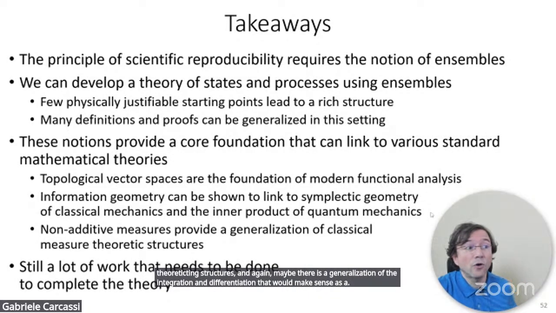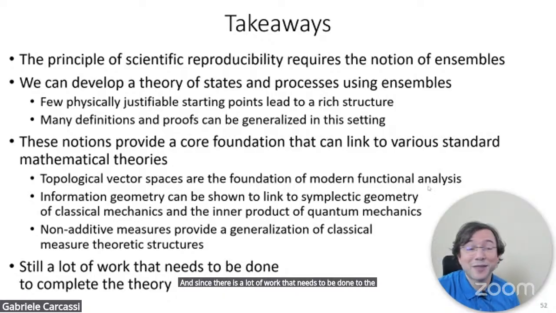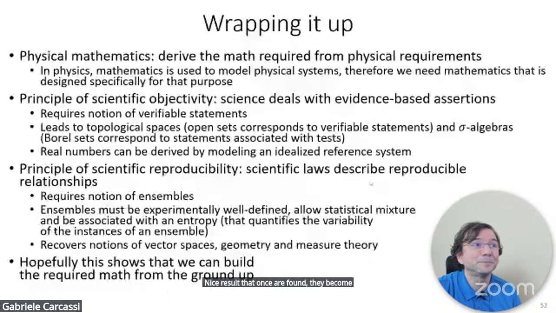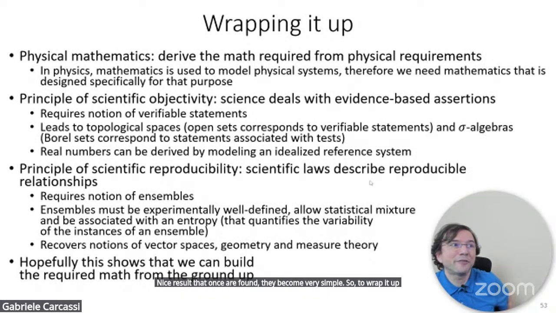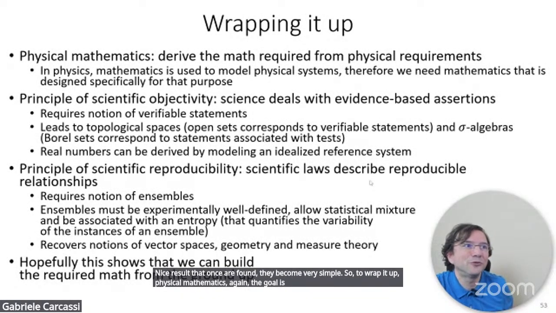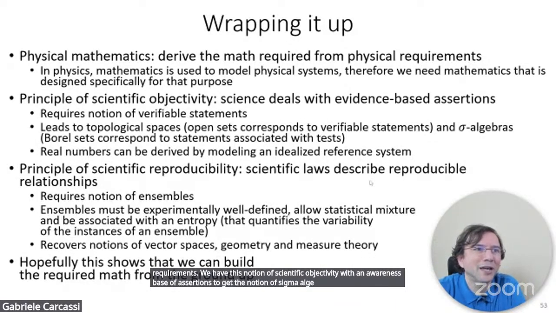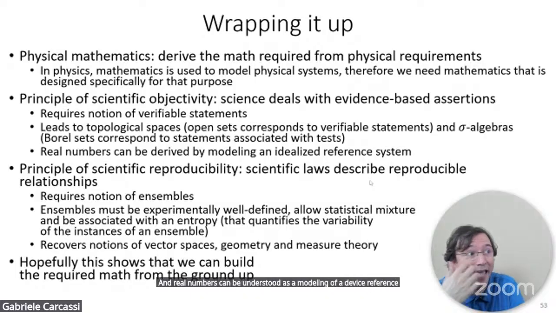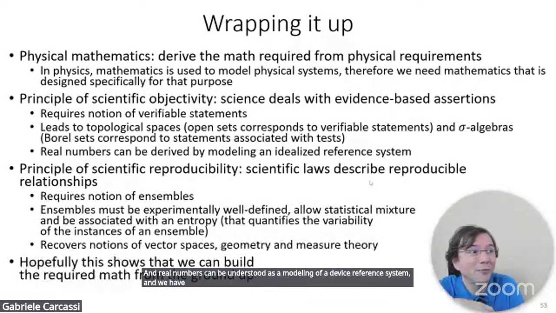There is a lot of work that needs to be done on the theory, but the point is that there are also a lot of nice results that, once found, become very simple. So to wrap it up, physical mathematics, again, the goal is to derive the math from physical requirements. We have this notion of scientific objectivity with evidence-based assertions to get the notion of sigma algebra and topologies, and real numbers can be understood as a modeling of idealized reference systems. And we have ensembles from reproducibility.